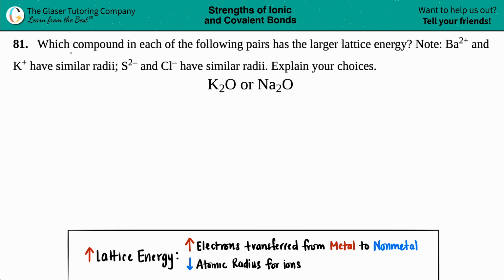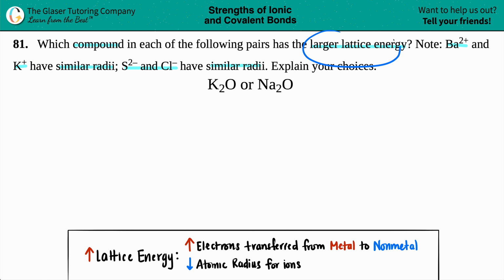Number 81. Which compound in each of the following pairs has the larger lattice energy? And then note, Ba2+ and K+ have similar radii, and S2- and Cl- have similar radii. And then explain your choices. Okay, so we have potassium oxide, K2O, and sodium oxide, Na2O.